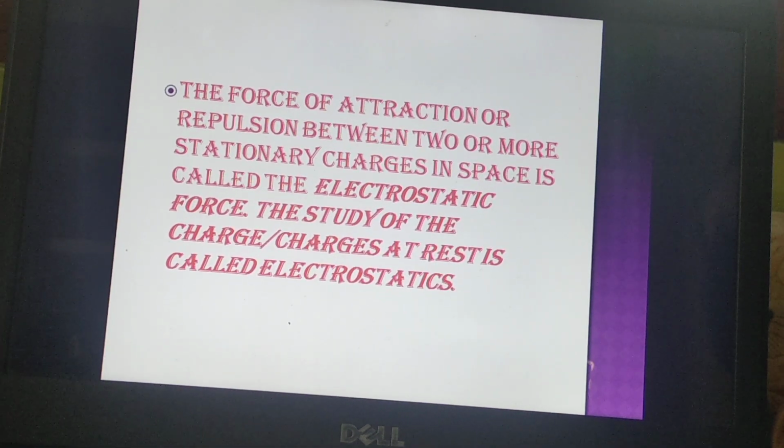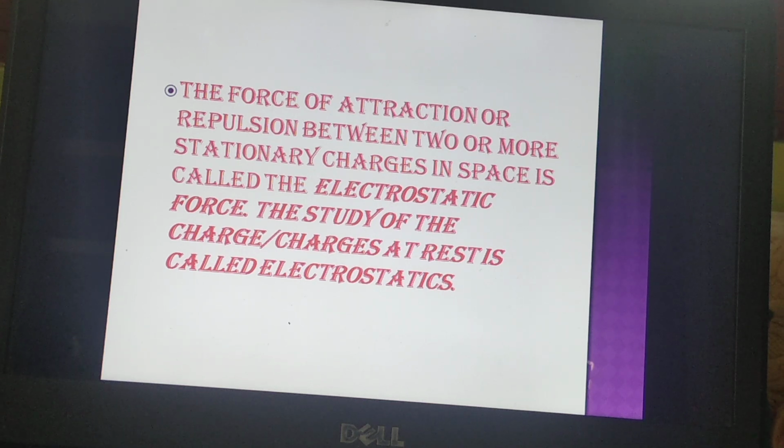Now we come to what is called electrostatics. If we take two or more point charges at rest and study the force of attraction or repulsion between them, then this study is called electrostatics.